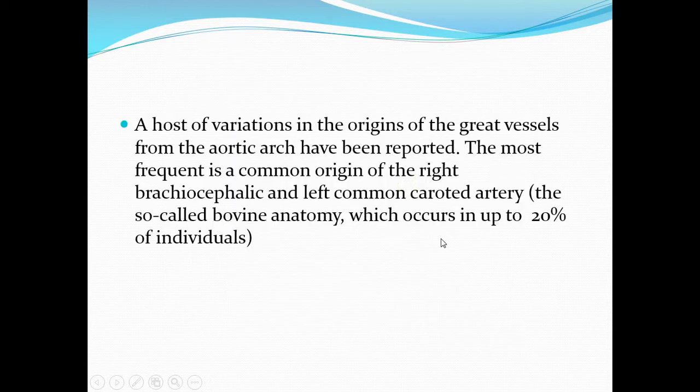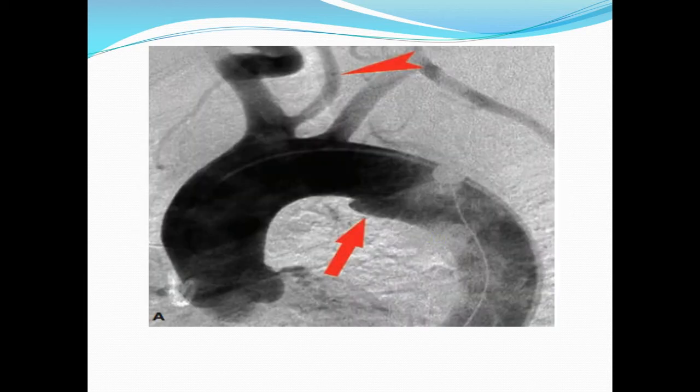There are multiple variations in the origin of the great vessels from the aortic arch. The most frequent is a common origin of the right brachiocephalic and left common carotid arteries. This variation is called bovine anatomy, which occurs in up to 20% of individuals. And you can see here the common origin of the brachiocephalic and the common carotid, and this is the left common carotid, and this is the left subclavian artery, and you can see here an aortic bump. We will talk about it later.